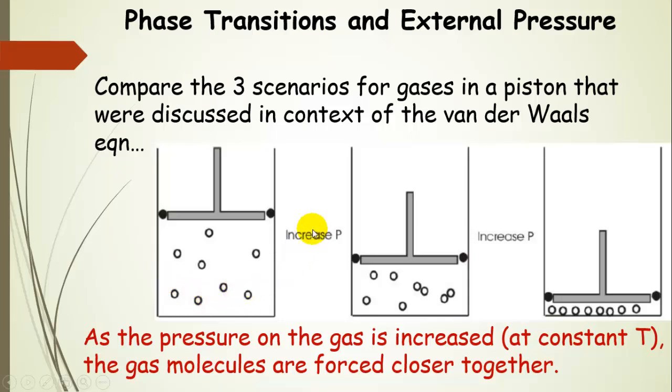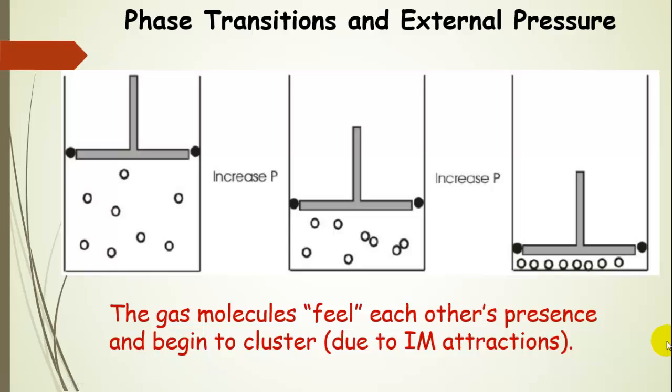Now, as we increase the external pressure, the pressure pushing down on this piston, it reduces the volume, molecules get closer together, and they start to cluster a little bit as they're forced closer together. So now they're beginning to feel each other's presence. They're starting to experience some intermolecular attractions.